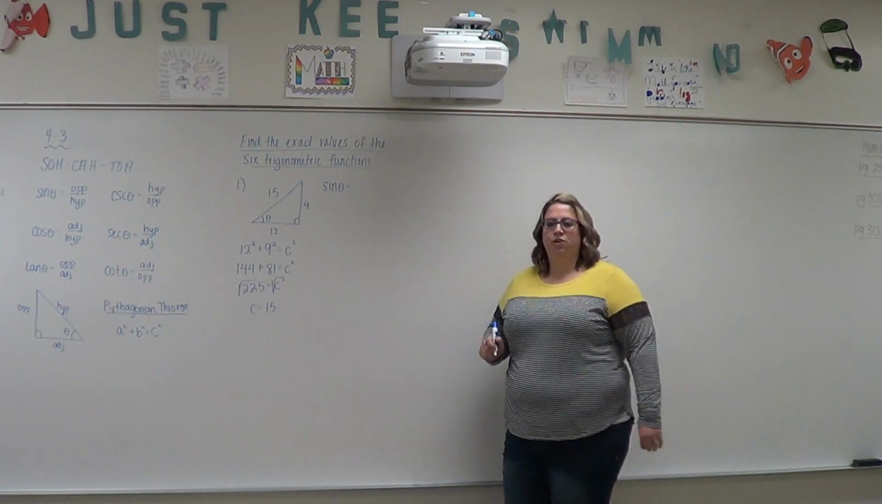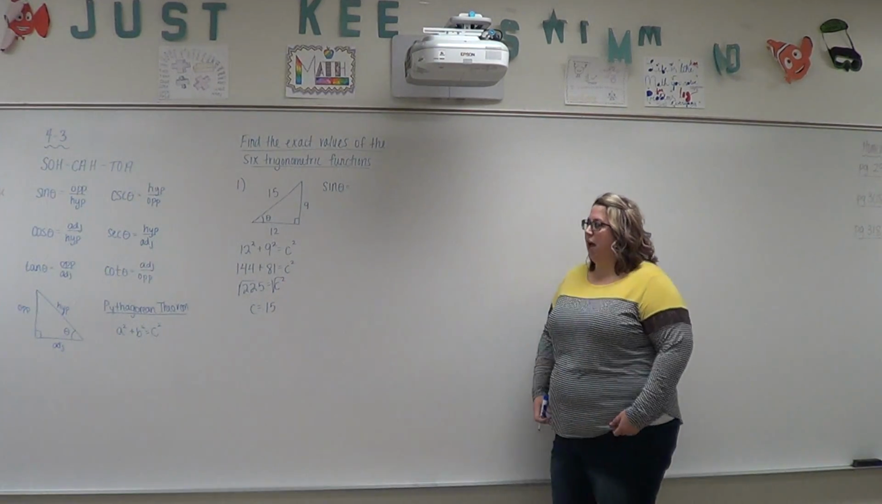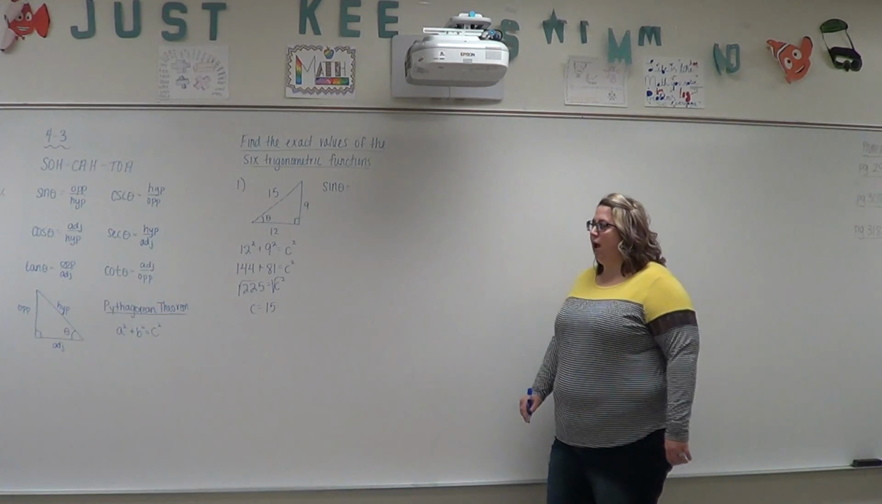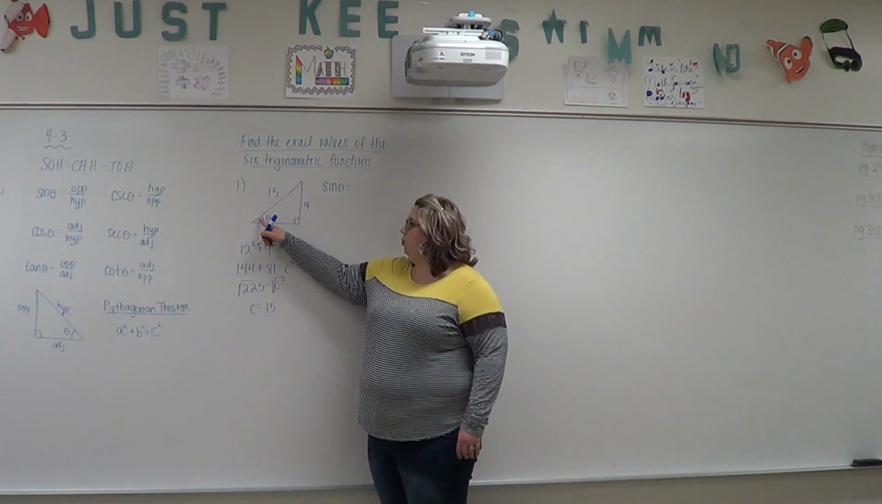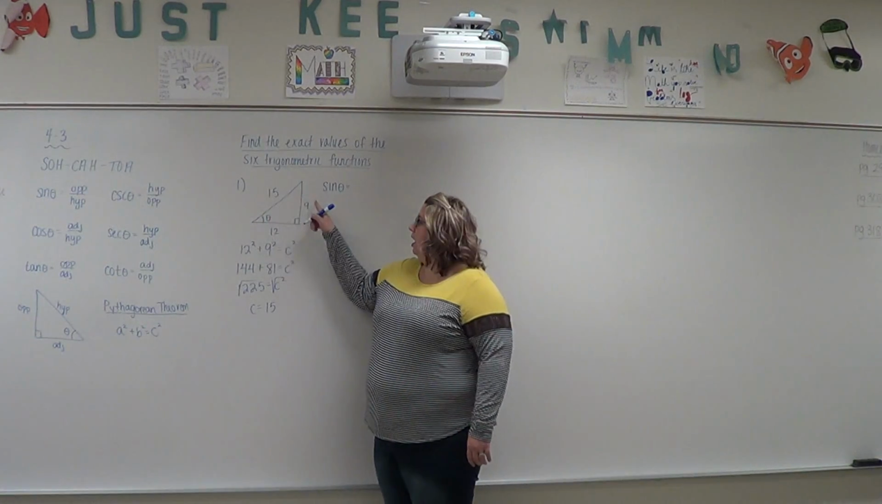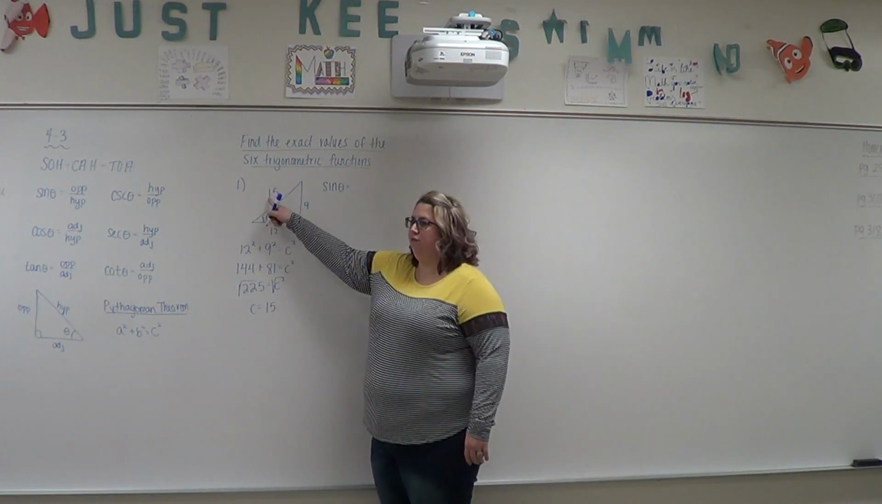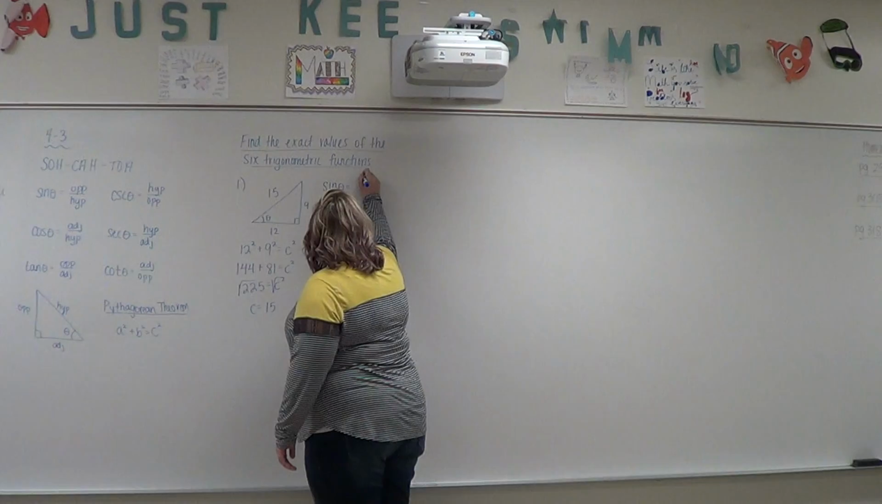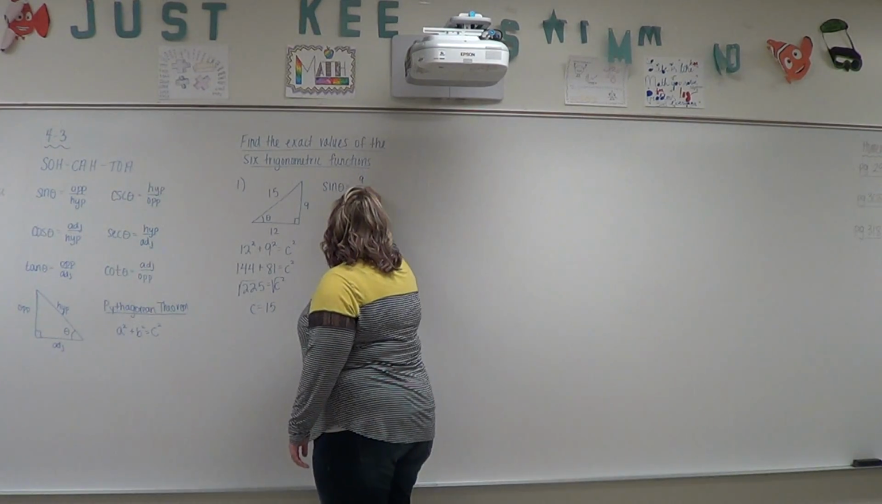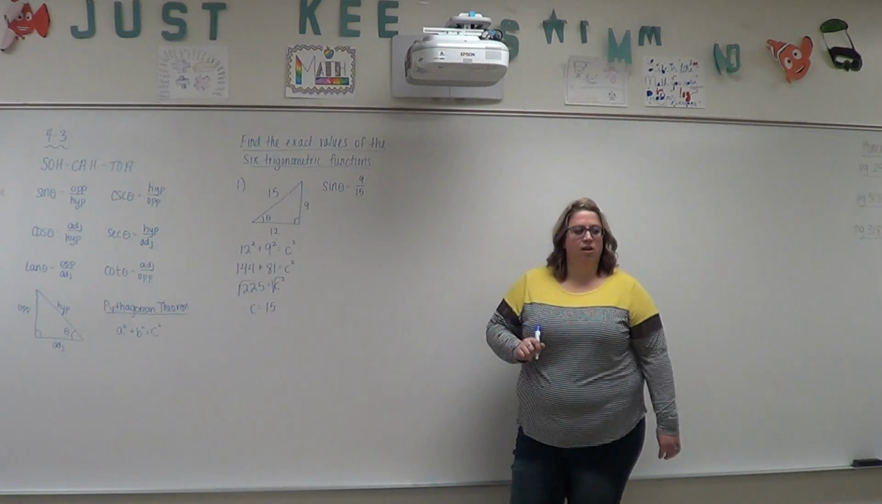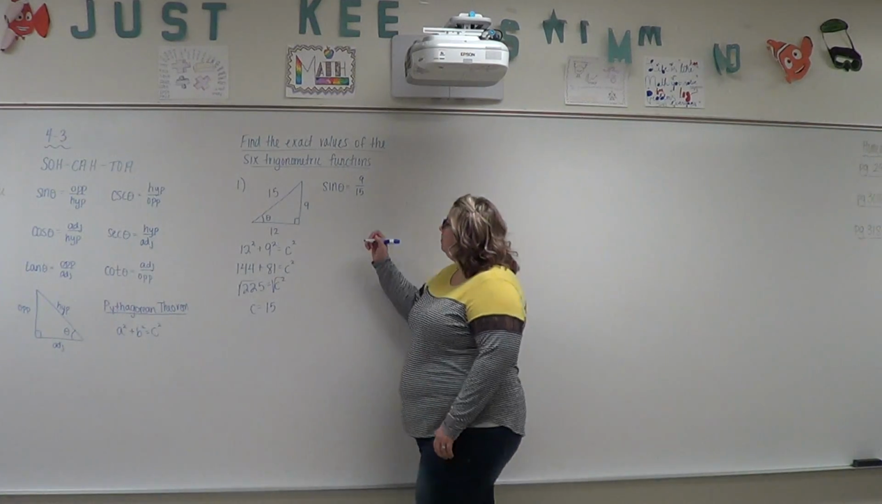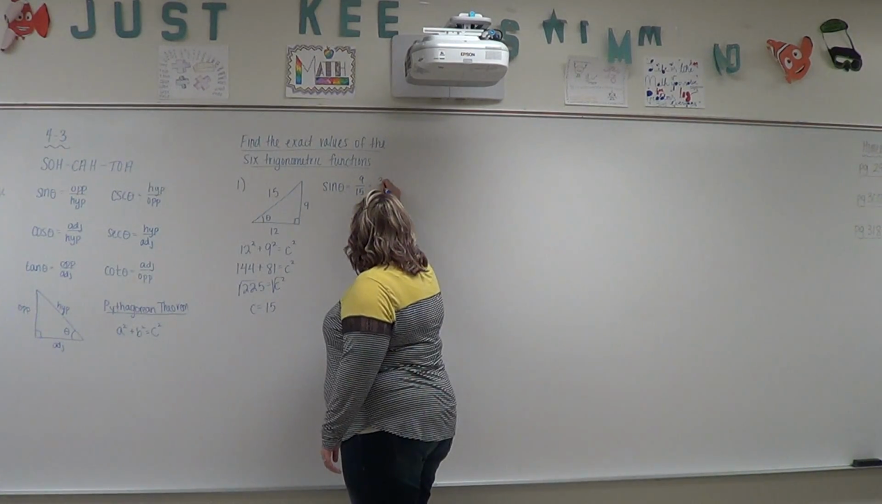Okay, so we're going to find the 6 trig functions. So sine is equal to opposite over hypotenuse. So if this is my angle, which number is the opposite? 9. So this would be 9 over 15. And then if you can reduce the fraction, you reduce it. So those are both divisible by 3. So this would be 3/5.